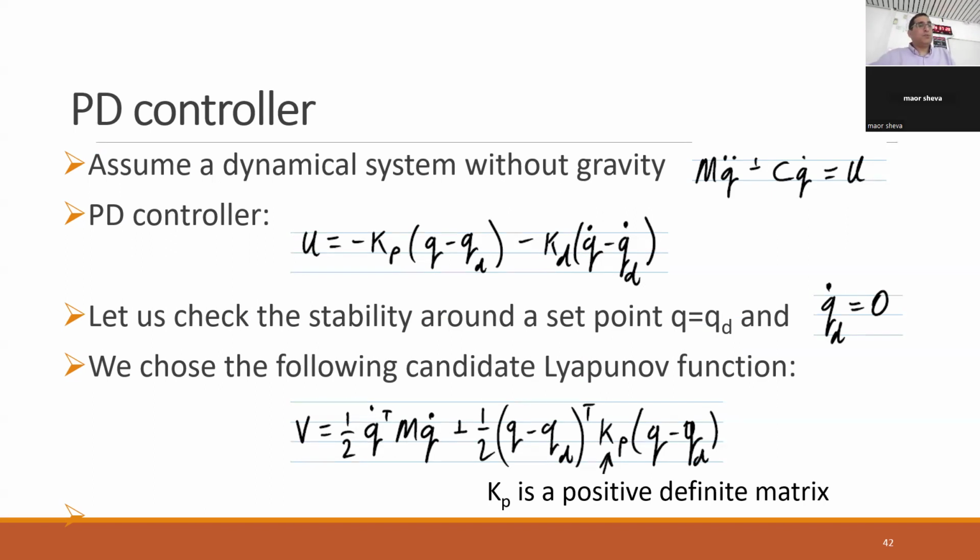And sometimes we also add another term for the integral part. So another term that takes the integral of the error and therefore closes the gap, the offset that is caused due to gravity or due to any other disturbance. Any questions?